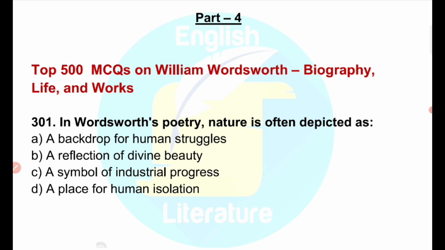In Wordsworth's poetry, nature is often depicted as: option A, a backdrop of human struggles; option B, a reflection of divine beauty; option C, a symbol of industrial progress; option D, a place for human isolation. Option B, a reflection of divine beauty. Wordsworth saw nature as a divine moral teacher. Poems like Tintern Abbey and The Prelude show nature's spiritual and transformative power.